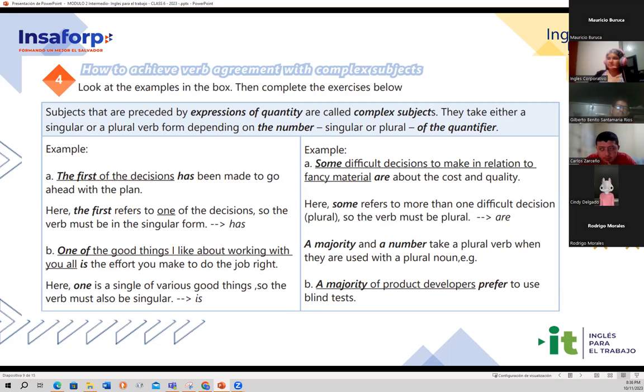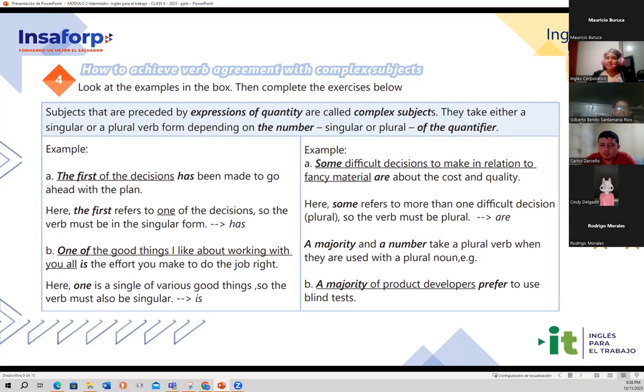Ah, okay, okay. Yeah, en ese sería algunas decisiones difíciles se han hecho en relación con el material caro, son algunas decisiones difíciles que se han hecho en relación con el material. Fancy means very expensive, right? Or is good in quality. Aquí estamos hablando que es plural. Son acerca de el costo y la calidad. Okay. Good. That is verb agreement, okay?